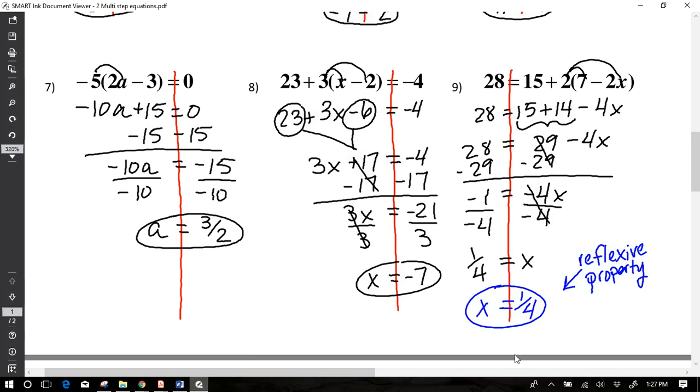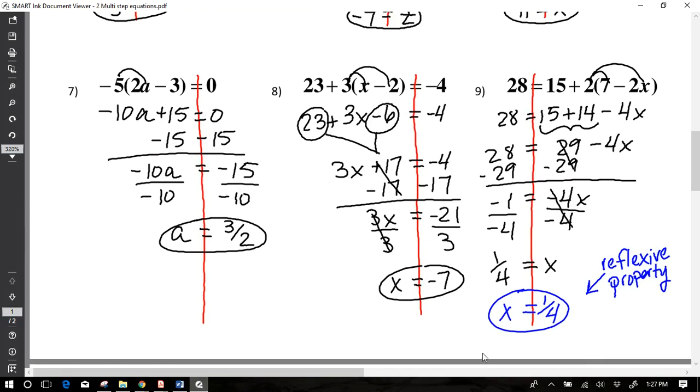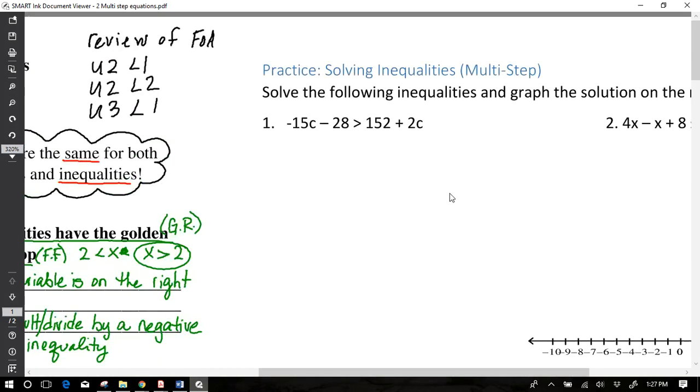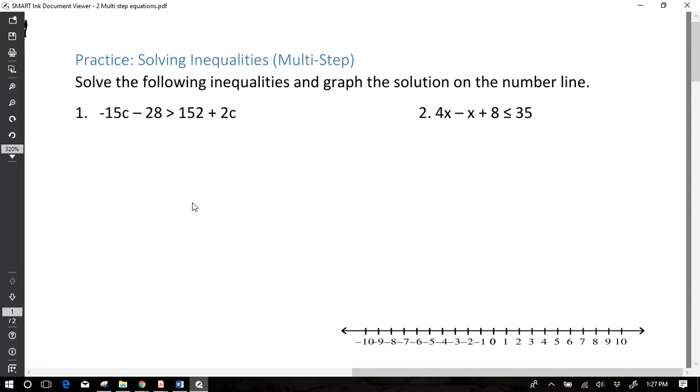Alrighty, so now what we're going to do is we are going to come look at the solving inequalities review, okay? The very first inequality that we solve is just going to be a regular old solve the inequality, okay? So let's draw our equal line just like before.